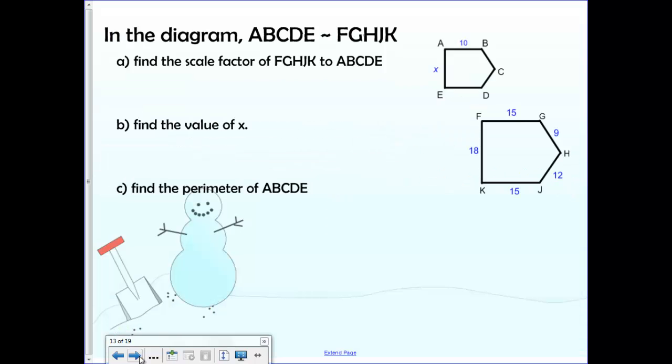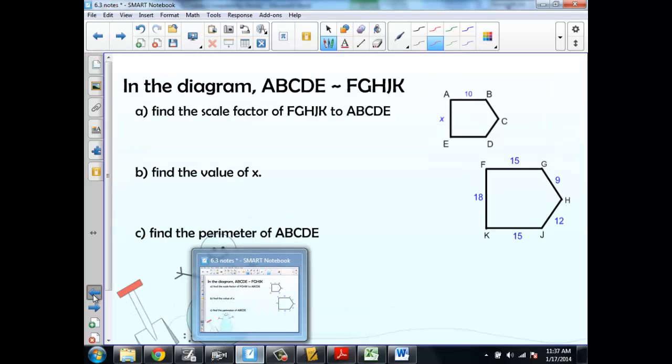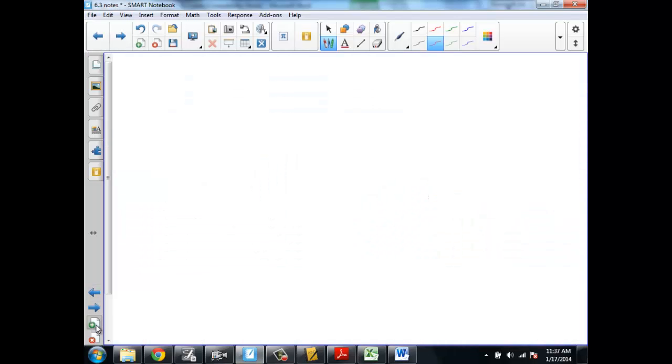So in the diagram, ABCDE is similar to FGHJK. What does similar mean? Corresponding angles are congruent, corresponding sides are proportional. This class is doing decent, but let's go here. Let's do this.